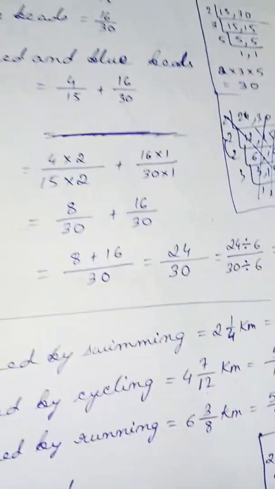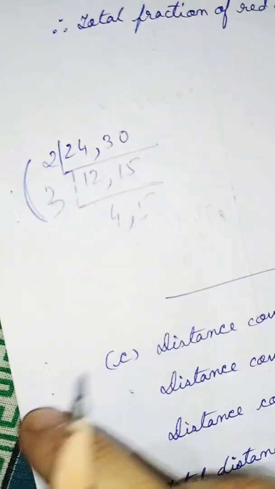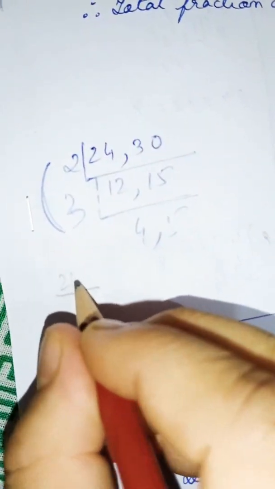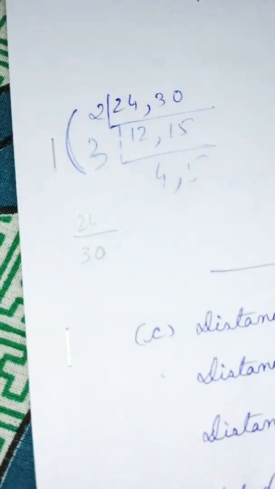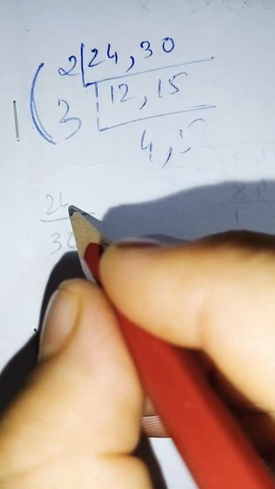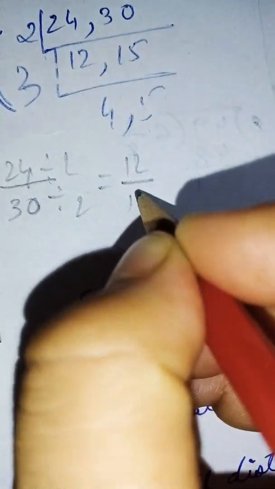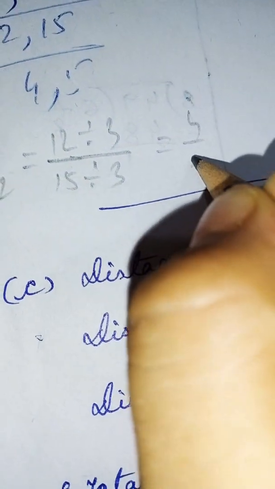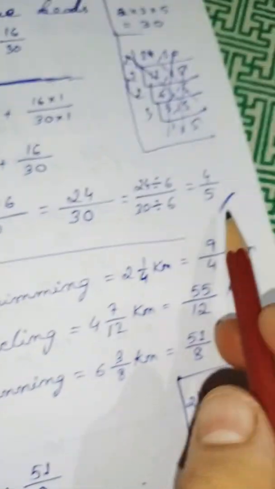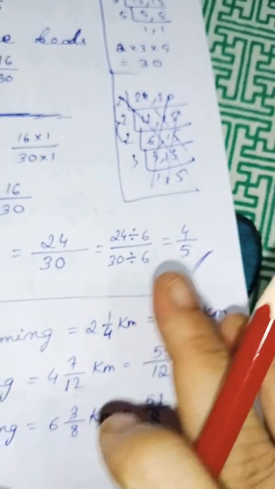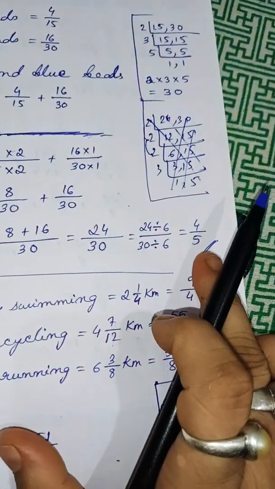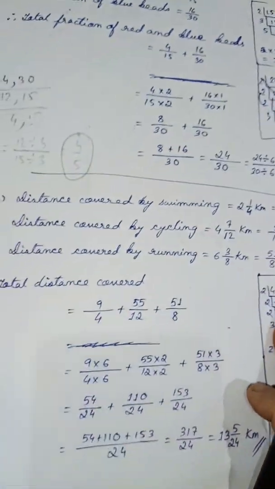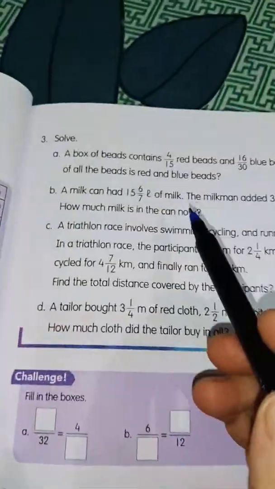Or if you don't want to do it like this, you can simply do it step by step. That is, 24/30 is there. You can first start by dividing by 2, so you get 12/15. Then again you can continue with 3: 3 4s are 12, 3 5s are 15. So you ultimately get the same answer. But if you can do it in one go, in one step, then it is good for you, you will save your time, but that's up to your choice. So ultimately the answer is 4/5. Okay, next question. Part B I have not done, it's all the same only here.